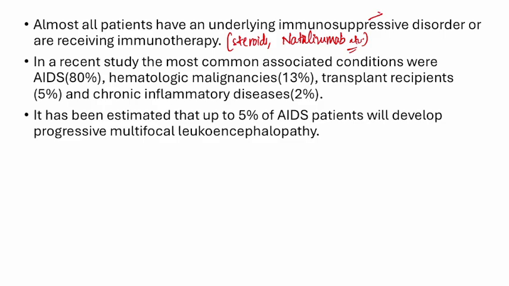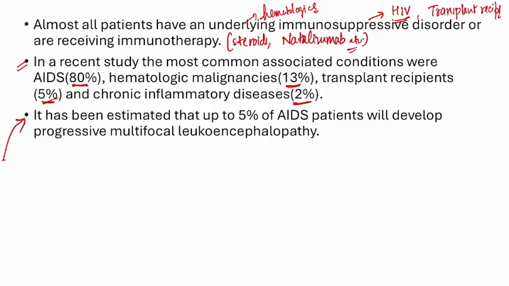Which immunosuppressive disorder? It will be HIV most of the time. The others are transplant recipients. They are also at risk. Hematological malignancies. It is given here: 80% of patients will have AIDS, 13% will have hematologic malignancies, 5% will be transplant recipients, and the other 2% will have some other chronic inflammatory diseases.